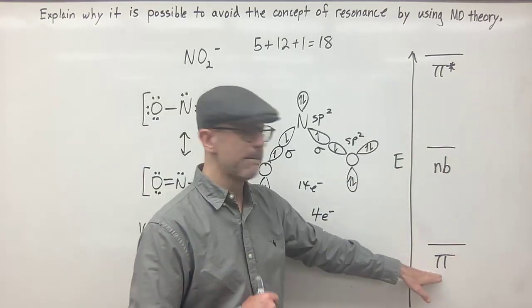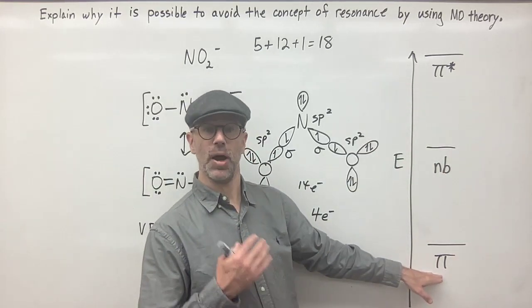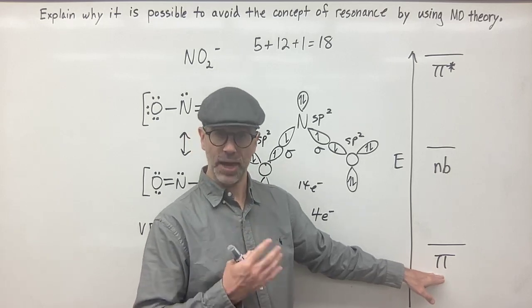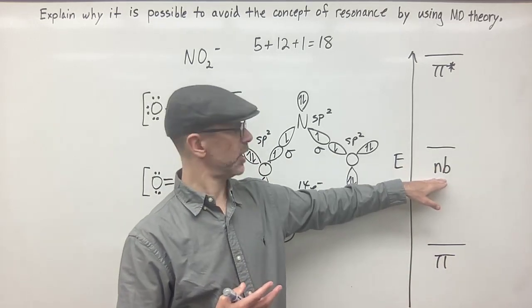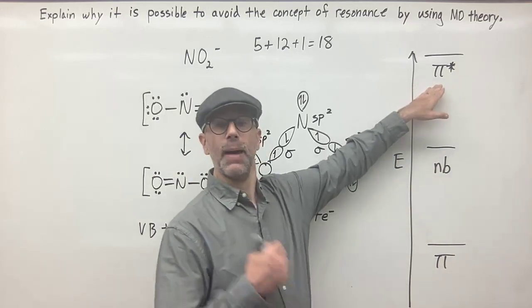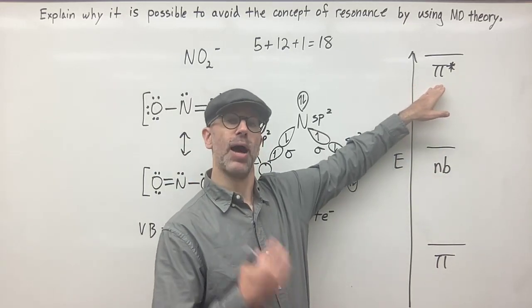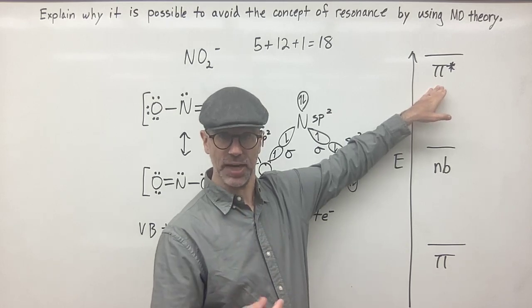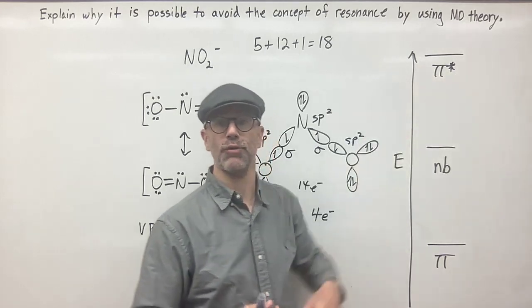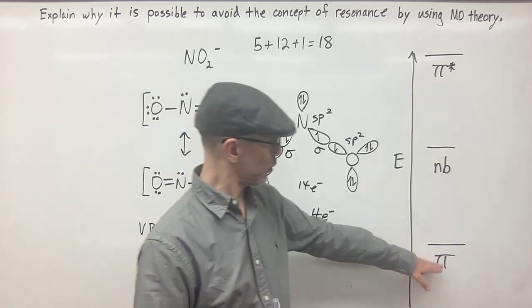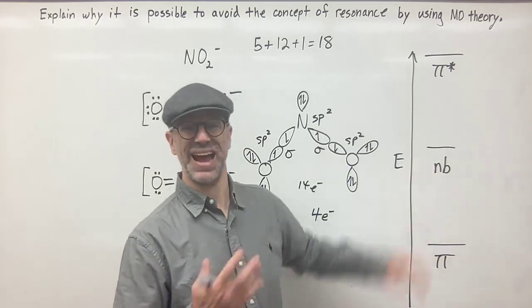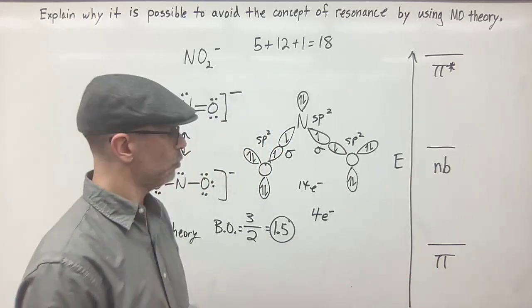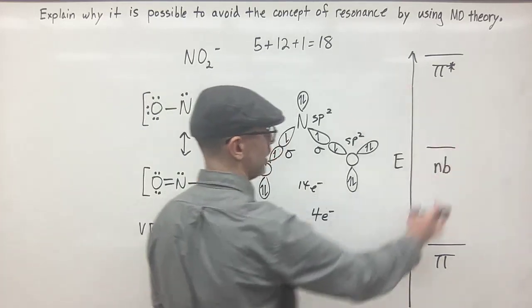This is a bonding molecular orbital, a pi bonding molecular orbital. This is a non-bonding molecular orbital, and then we have a pi star, or pi star anti-bonding molecular orbital. So the star refers to anti-bonding. If there is no star, it's bonding, and of course NB is non-bonding. So this is the order of the molecular orbitals.